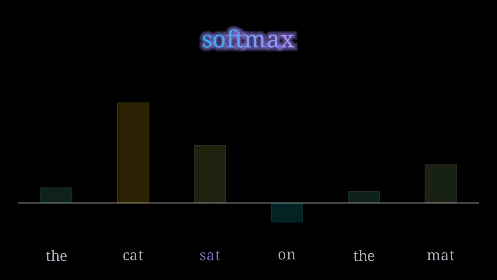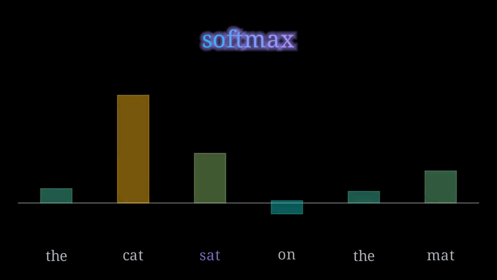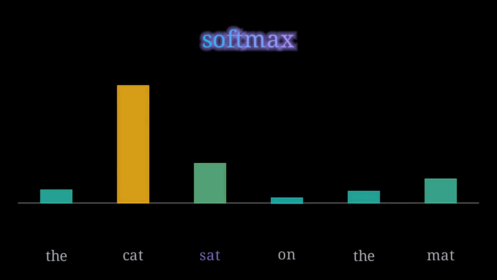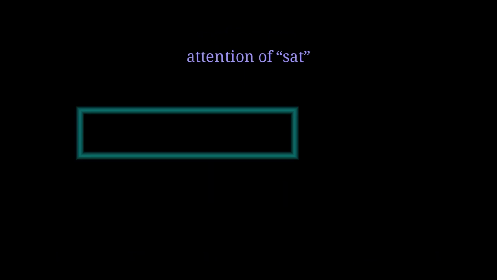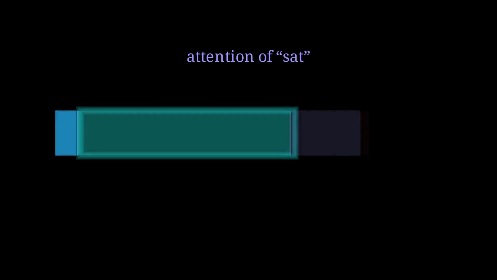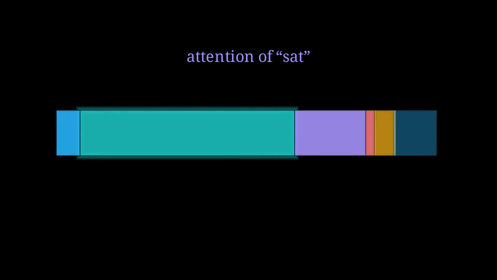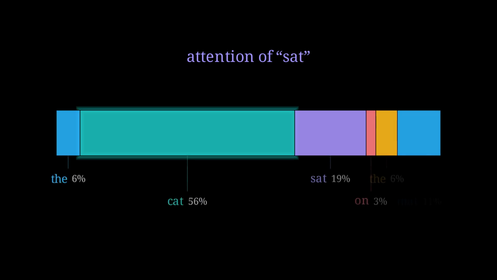First, each score gets exponentiated, which stretches the big scores far above the small ones. Then we add them all up and divide each by that total. The scores collapse into neat percentages. Here is our attention distribution for "sat," drawn as a probability bar. "Cat" takes the biggest slice, because the subject matters most to the verb. "Sat" itself takes a chunk. The filler words each get a thin sliver. This bar is "sat"'s decision about who to listen to.